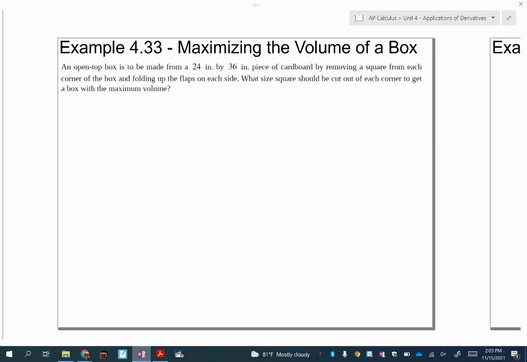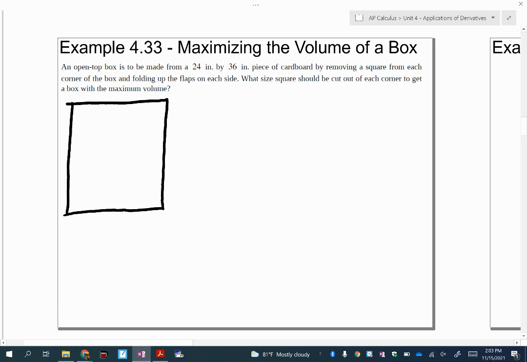So I'm going to draw two things. First thing I'm going to draw is our cardboard box that we're using. So we have 24 inches by 36 inches. And then I'm going to draw what's going to happen when you actually cut out these little tiny squares in each corner, which I'll label with x by x. Their side lengths will be the same.